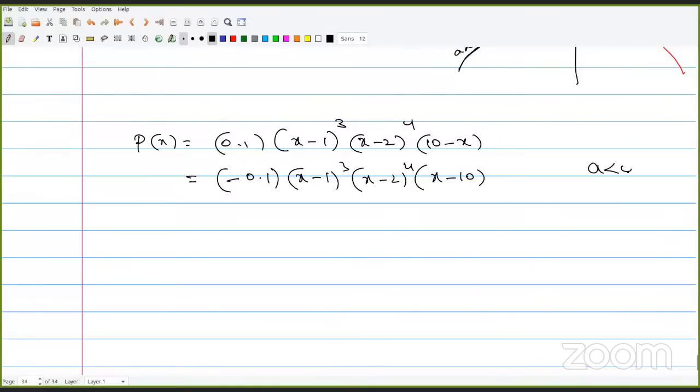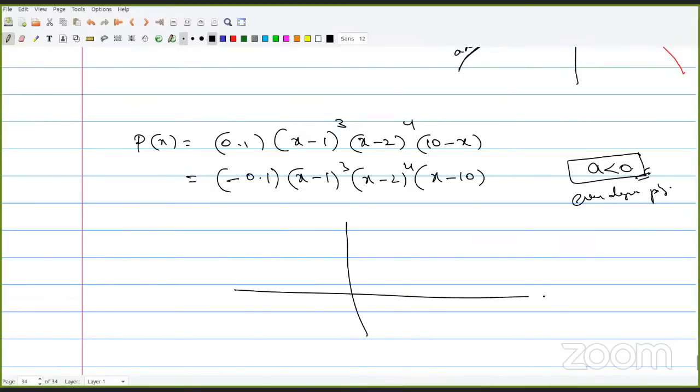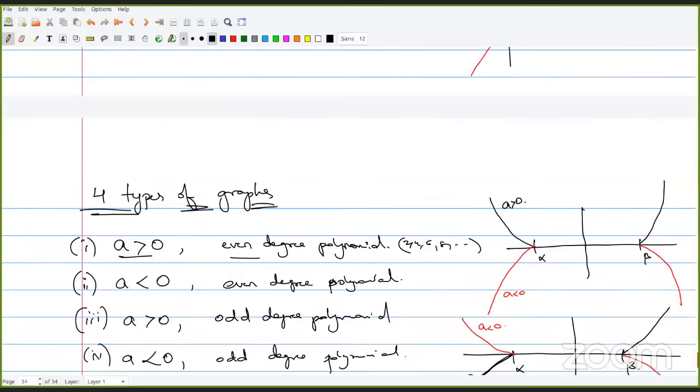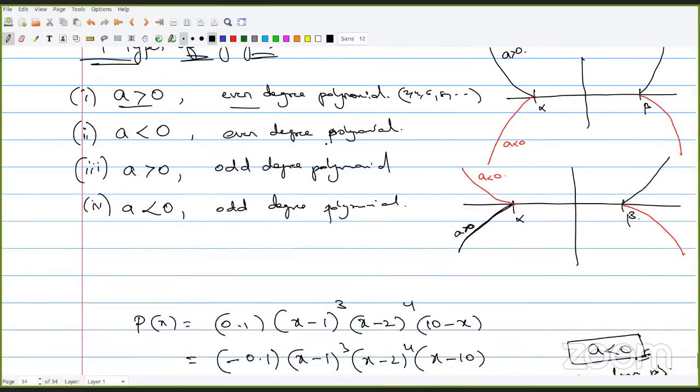Now you see the leading coefficient is negative. Correct? A is less than 0 here, and it is an even degree polynomial, right? 3 plus 4 plus 1. Now it is an even degree polynomial and A is less than 0. Now we know that the end behaviors will be both below. So even degree polynomial, leading coefficient less than 0: both ends will be below the x-axis.